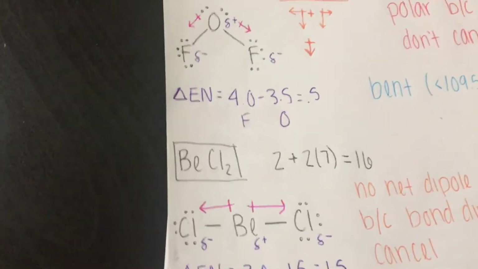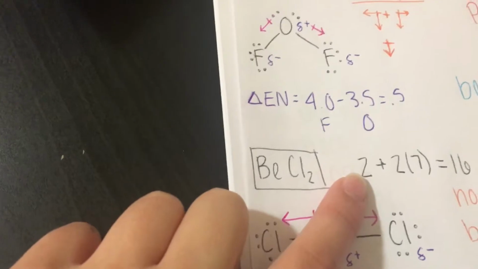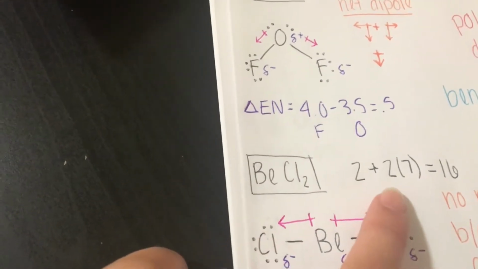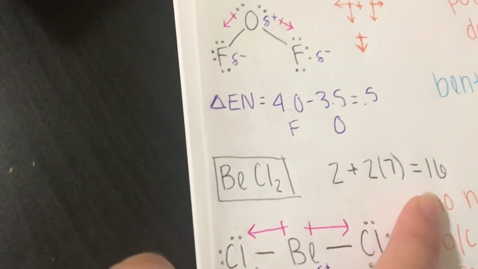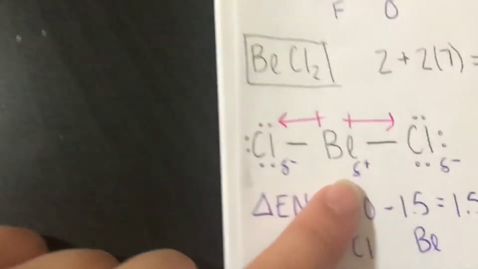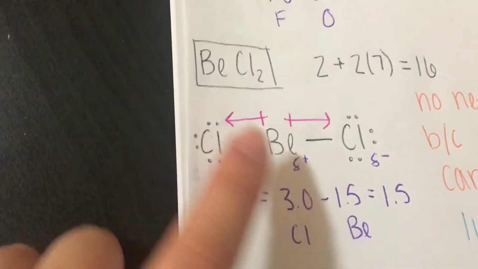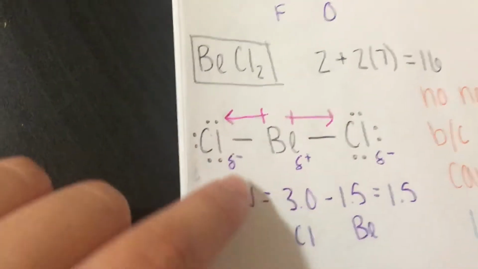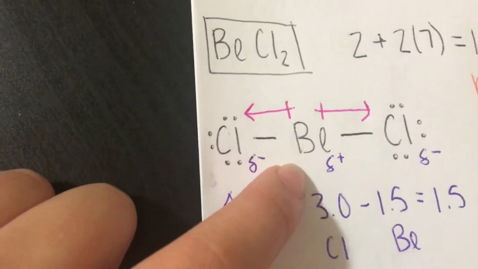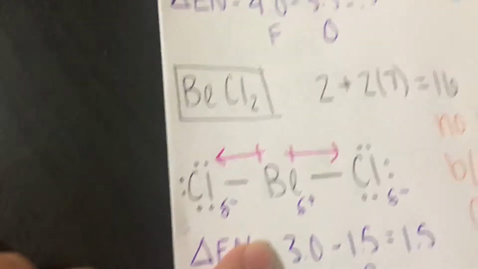So the next molecule is BeCl2, and beryllium has 2 valence electrons, and chlorine has 7, and since there are 2 chlorines, you have to multiply it by 2, and so that's a total of 16 electrons. So beryllium goes in the middle, and it's a single bond towards each chlorine, and there are 3 more pairs on each chlorine. There are no more valence electrons on beryllium, so you don't have to add any more pairs.